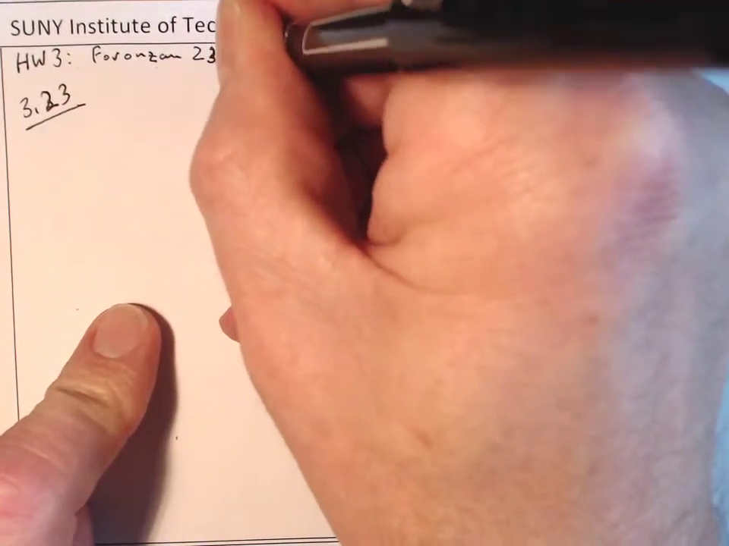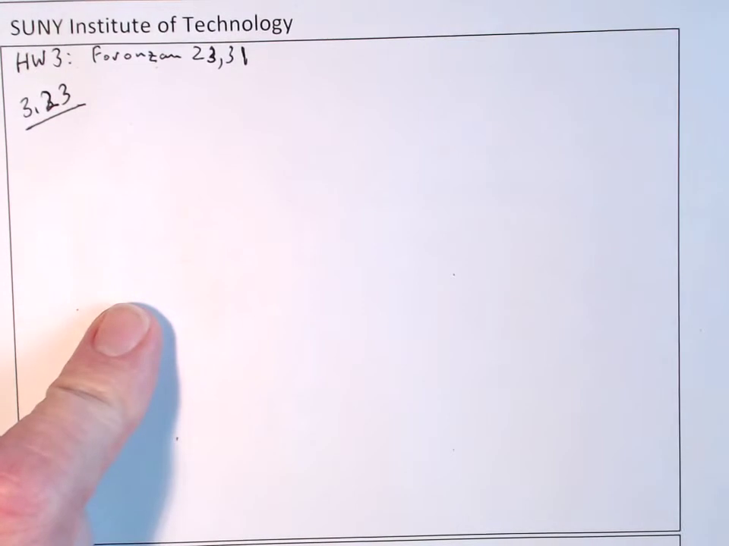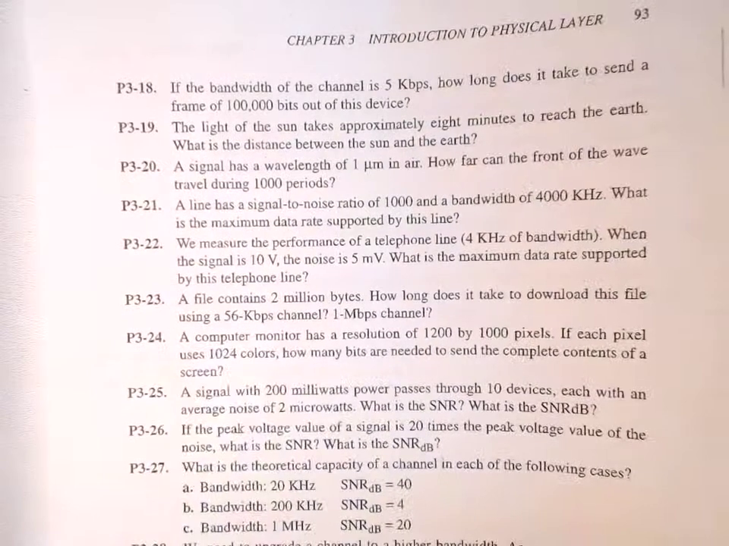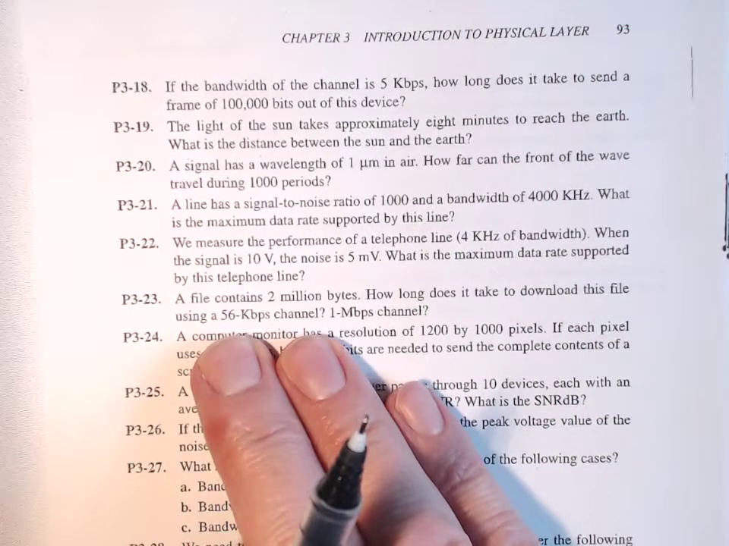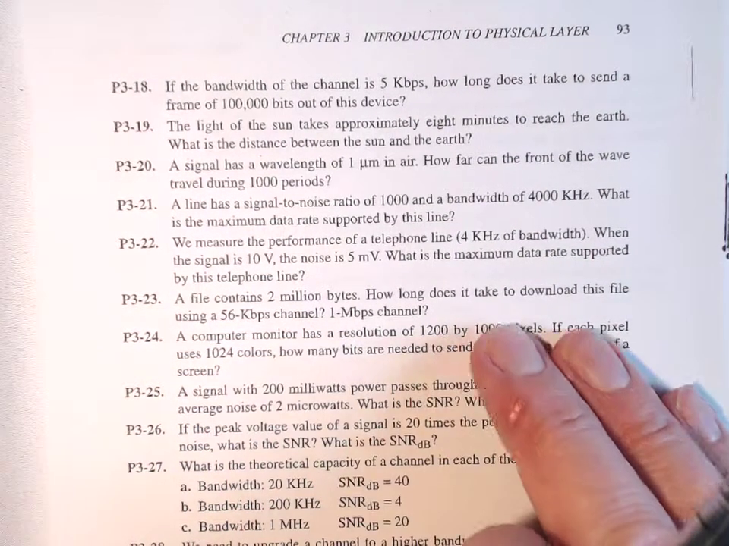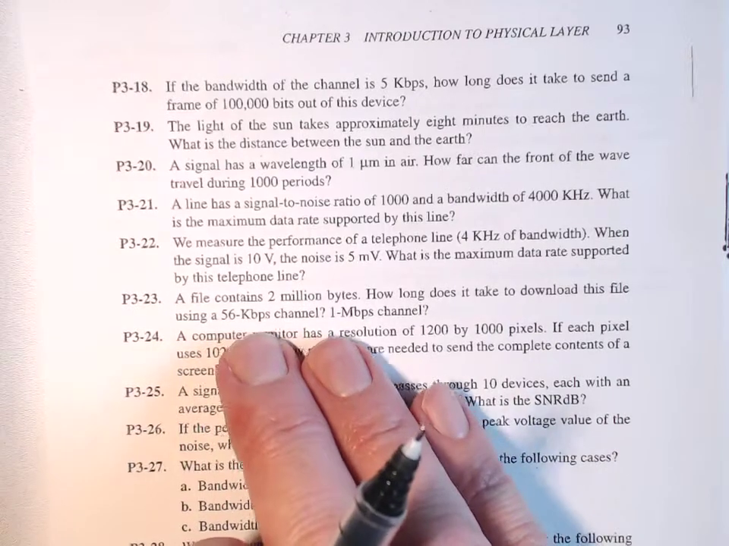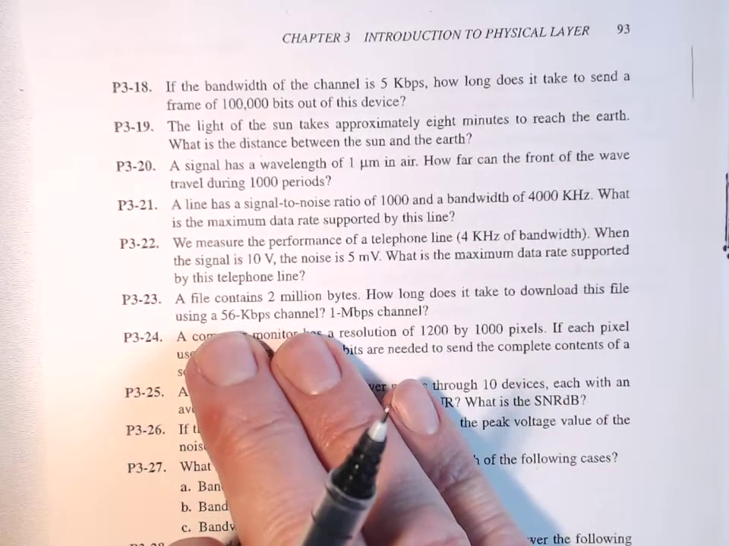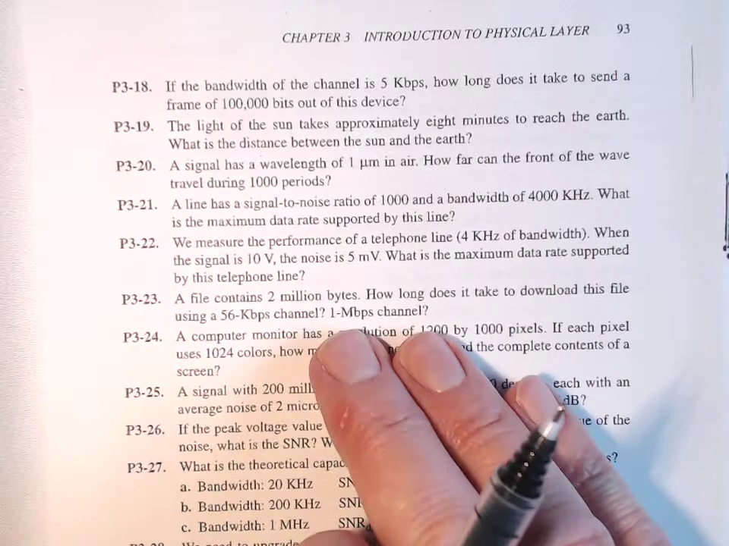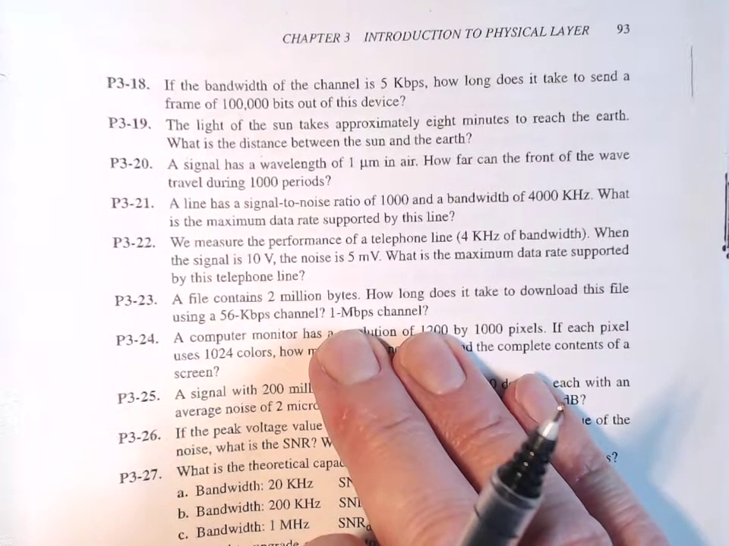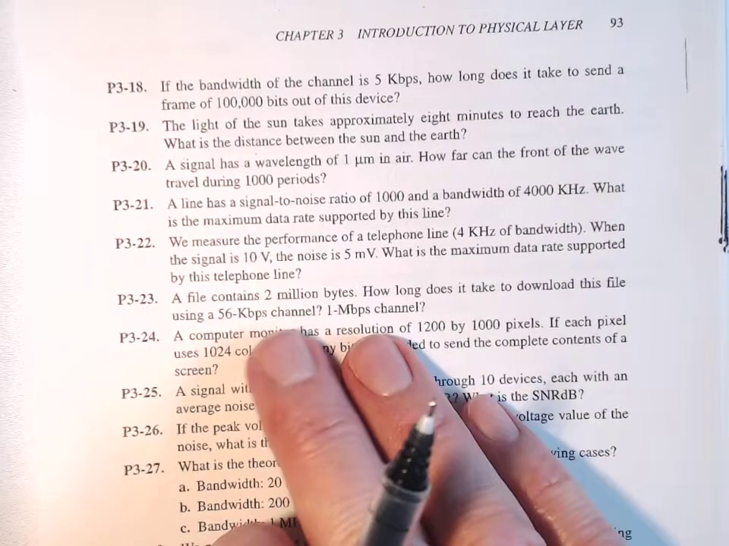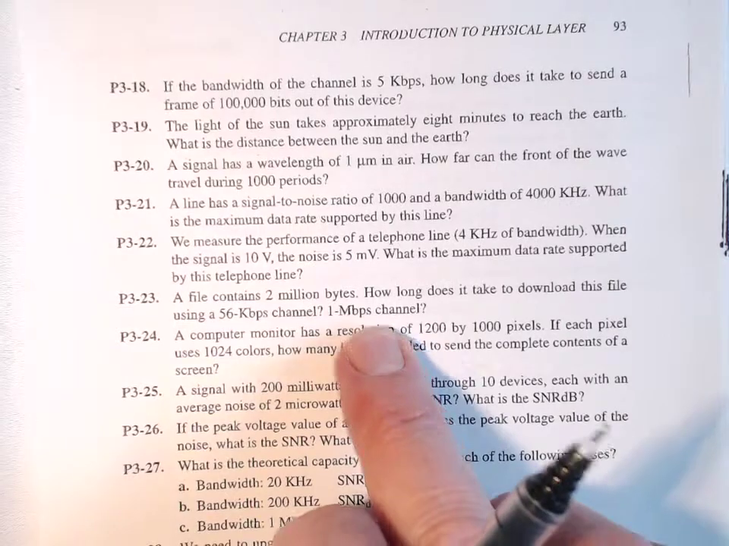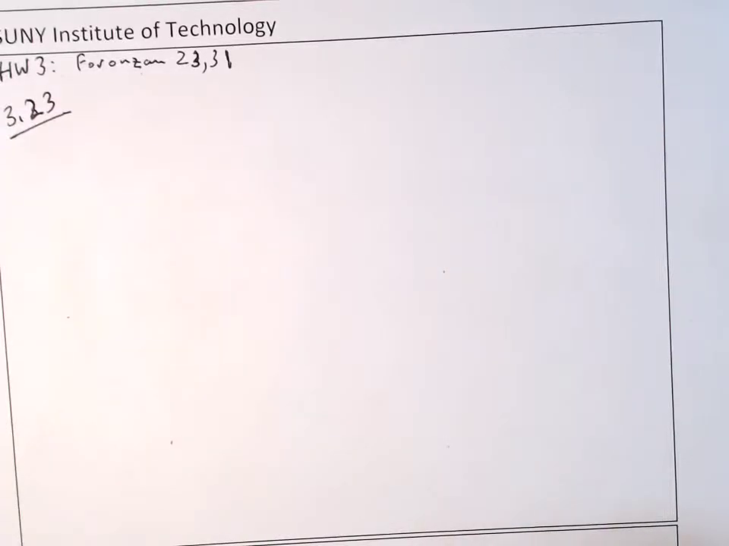So 23 and 31 are what I'm doing on this video. Starting with number 23, it says that a file contains 2 million bytes. How long does it take to download this file using a 56 kilobit per second channel, which is your old 56K modem, versus a 1 megabit per second channel? Right away we can say it's going to take a lot less time on the 1 megabit per second channel because it's a much faster channel. Let's do the calculation.